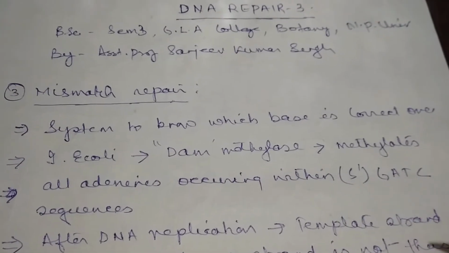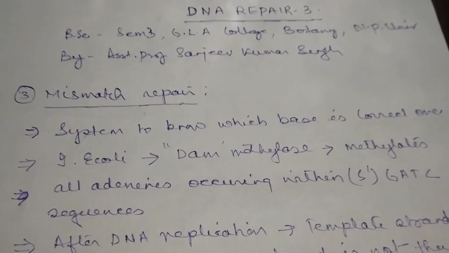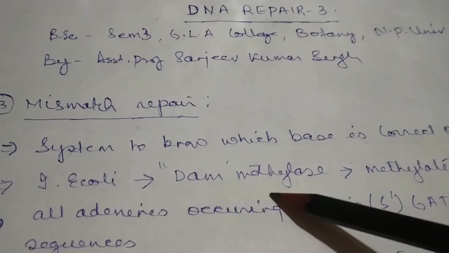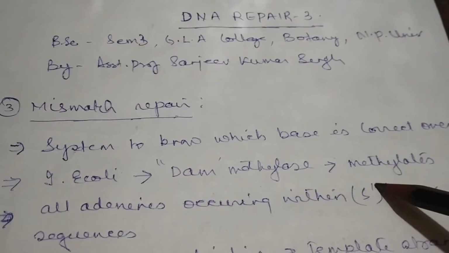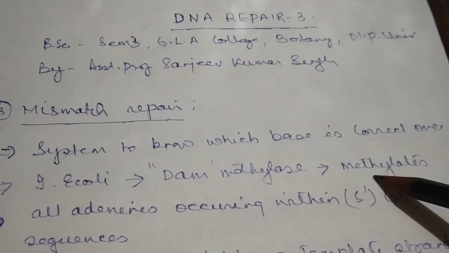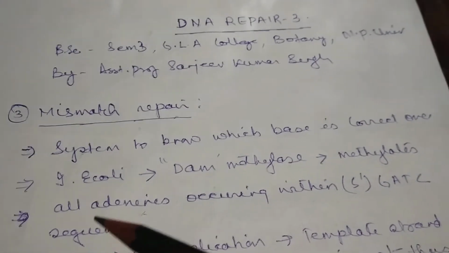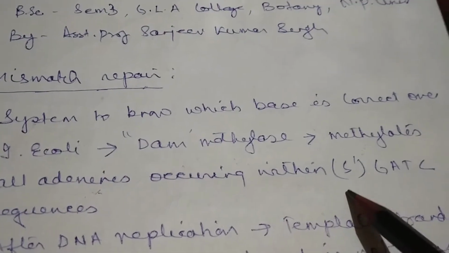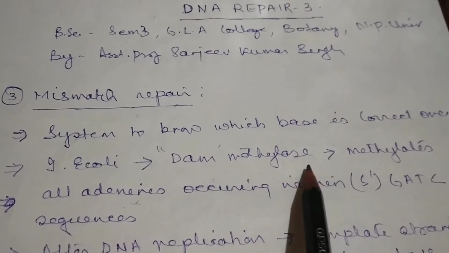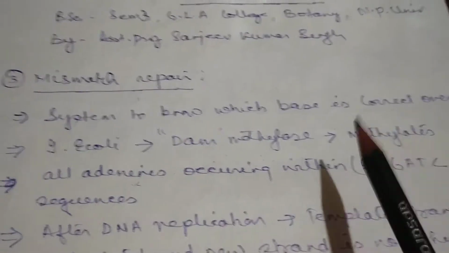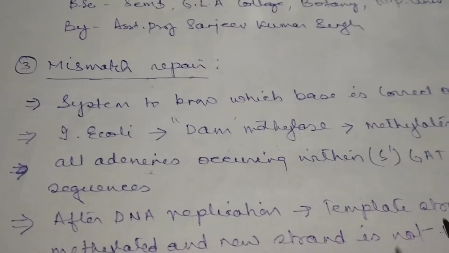In Escherichia coli, there is an enzyme known as DAM methylase. This enzyme is responsible for methylating, that means adding a methyl group, to the adenine bases which occur within the 5' GATC sequences. So this particular enzyme adds a methyl group to the adenine.